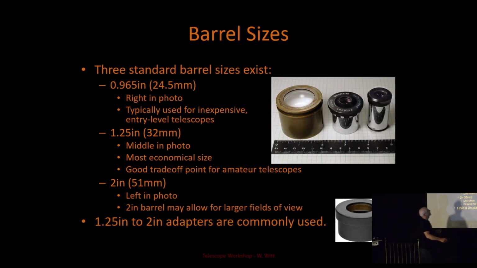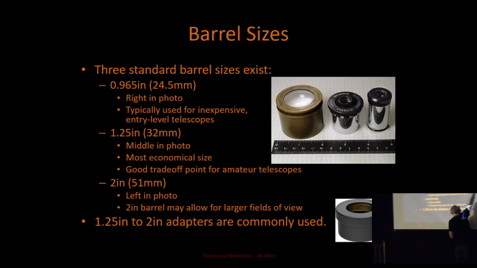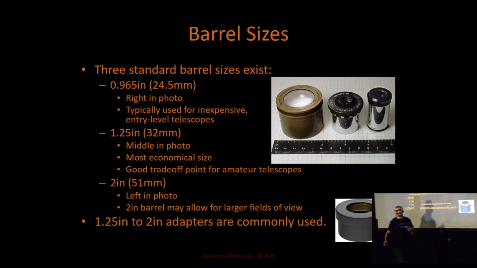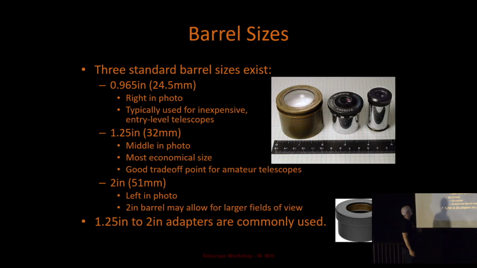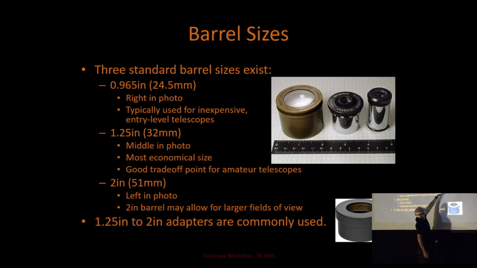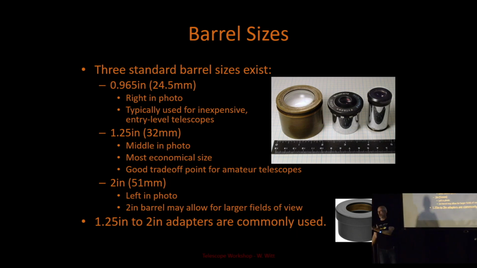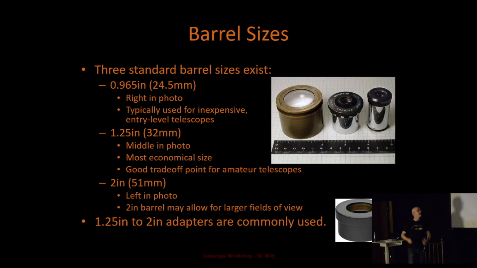So barrel size. Eyepieces come, in our world, mostly in 1 1/4 inch barrels and 2-inch barrels. Some really cheap scopes have these tiny ones, but honestly, I haven't seen one of those in ages. So essentially 1 1/4 or 2-inch barrels. And there are devices that allow you to put the little one in a big hole, basically. So you can use the smaller eyepieces in a telescope that has a 2-inch slot.